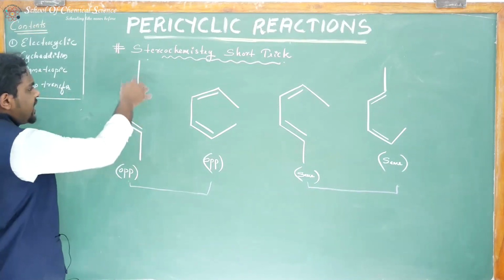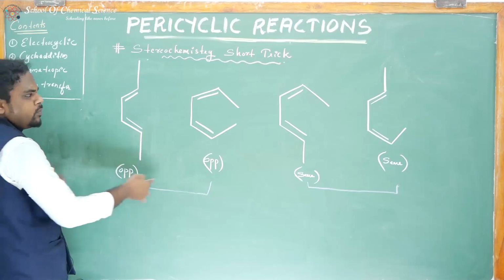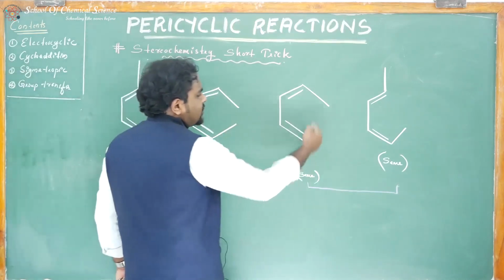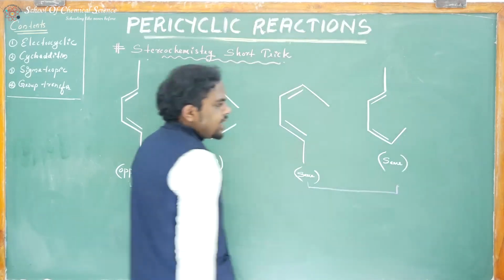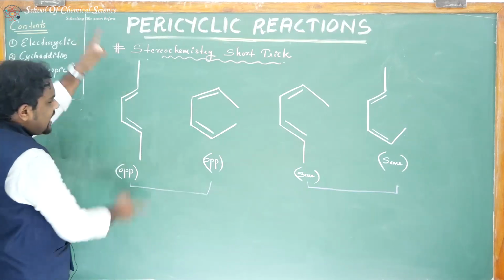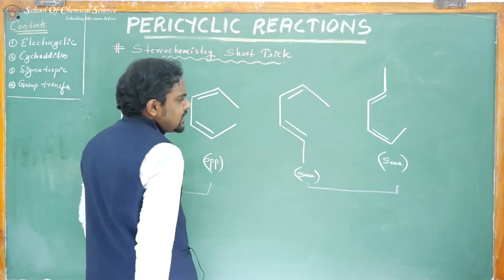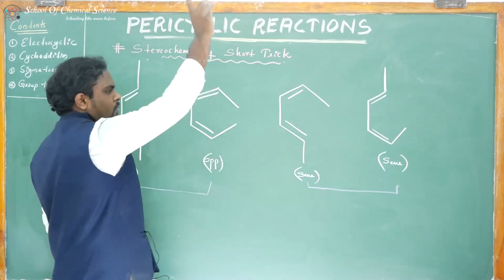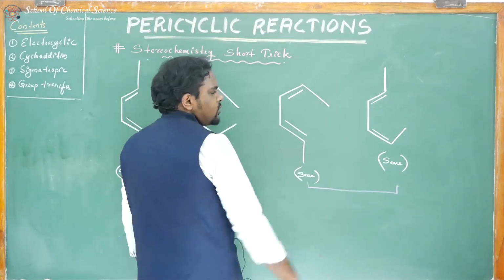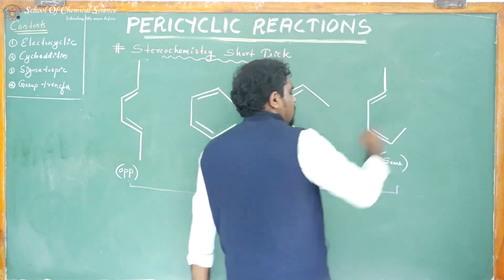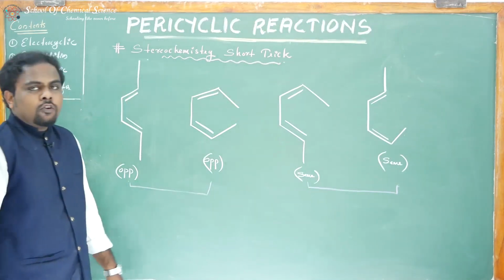Clear? You have to predict the stereochemistry of these two methyl groups. If the methyls are in opposite directions, one is below, one above. One below, the other is also below. One above, the other is also above. These two are same, these two are opposite.